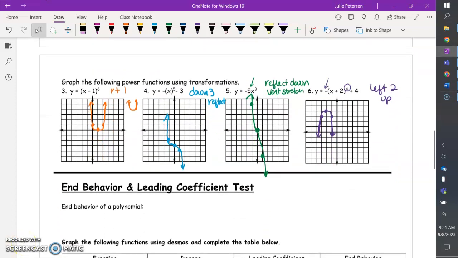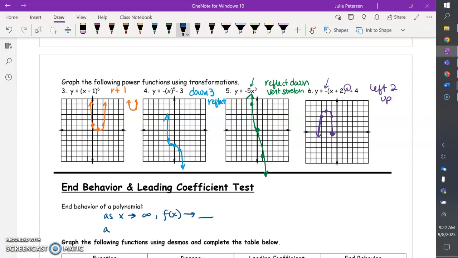Okay, so what we're going to talk about is end behavior and the leading coefficient test. So the end behavior of a polynomial is kind of what's happening at the far left and the far right. When you get to calculus, it's going to be written like this. As x approaches infinity, f of x approaches, and then you'll say whatever value it approaches.